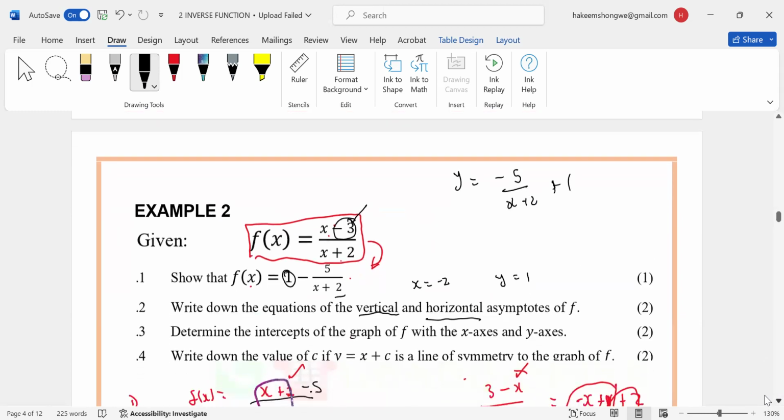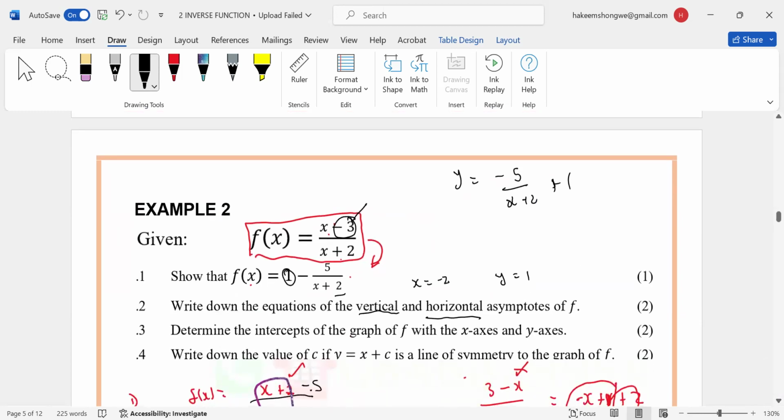And then the other thing that they want from us is this one. Write down the value of c if y equals x plus c is a line of the axis of symmetry. So how do you get the axis of symmetry? Once this thing is in a standard form, you can do something like this again. And then they want the one with a positive gradient. So I'm going to have y equal to x plus 2 plus 1, which is equal to x plus 3. Therefore, what is going to be our c? Our c is going to be equal to 3.